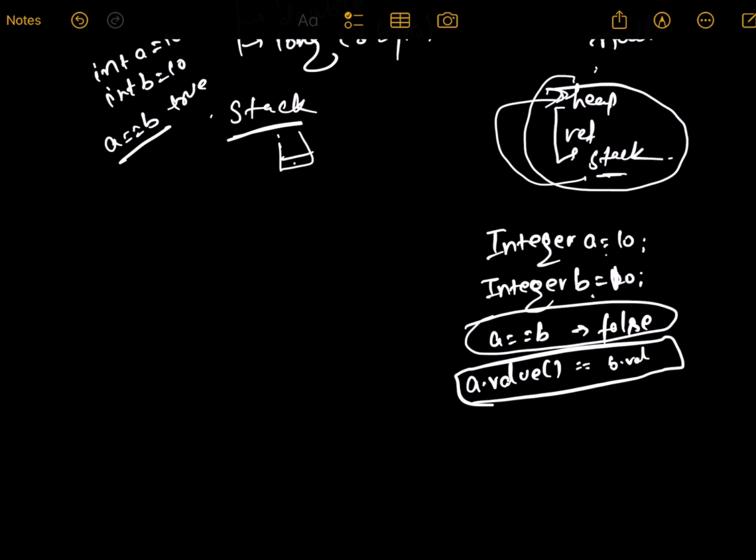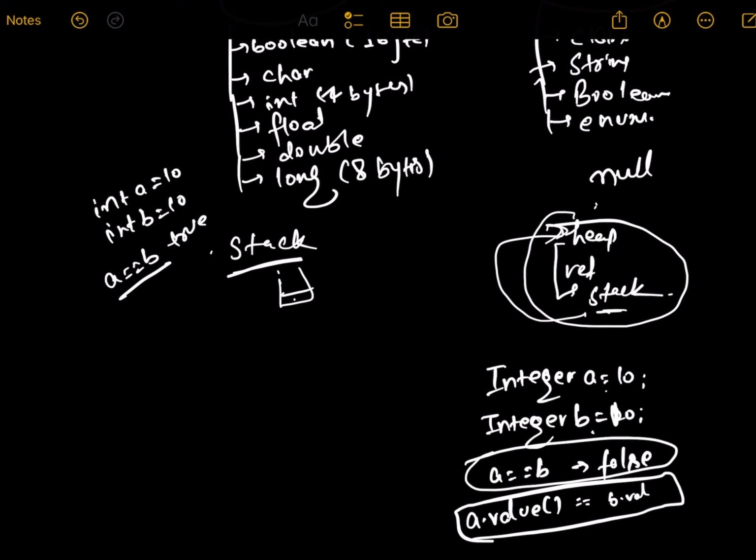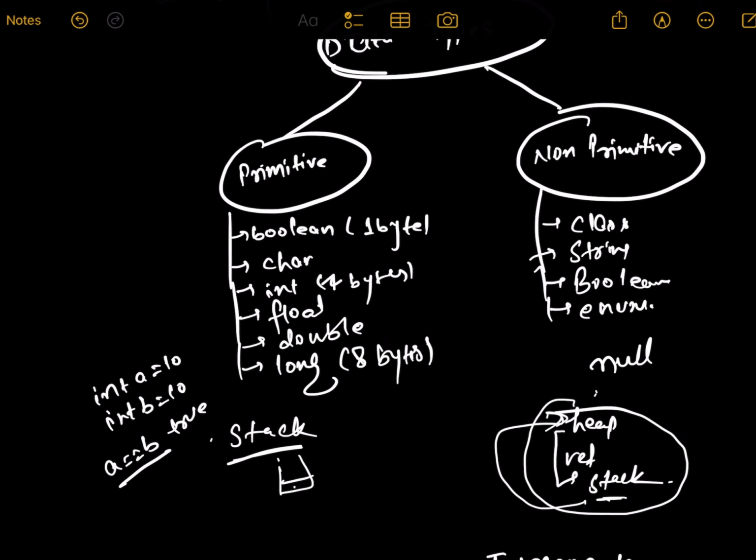So this is about primitive and non-primitive data types. Primitive data types have a fixed size, but non-primitive data types do not have a fixed size, and Java gets the size at runtime. If you have a class A, the size of this class depends on the data members you have added and the functions you have added in it. Based on that, the size of this non-primitive data type is determined. But a primitive data type will have a fixed size.